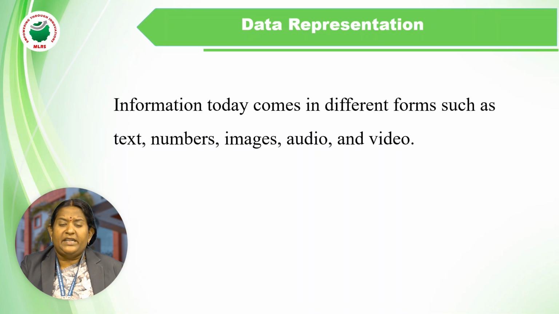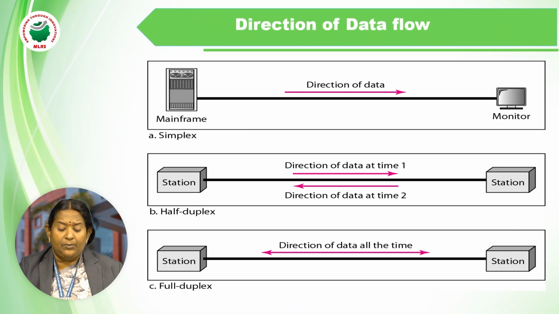Now, what is meant by data representation? How will we represent the data? Information today comes in different forms such as text, numbers, images, audio and video. Information can be of any type. Now, how will the direction of data flow be? Flowing means how the data is being transferred or transmitted from one end to the other end. We'll discuss that now.